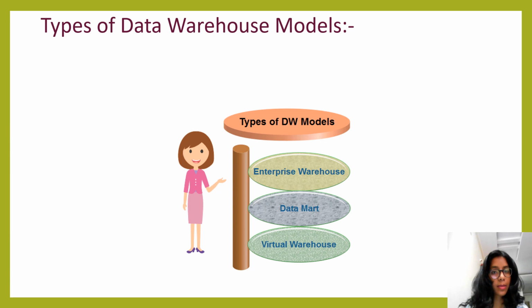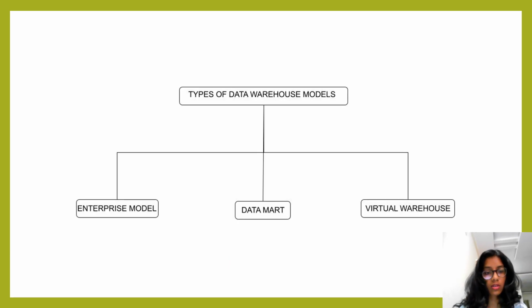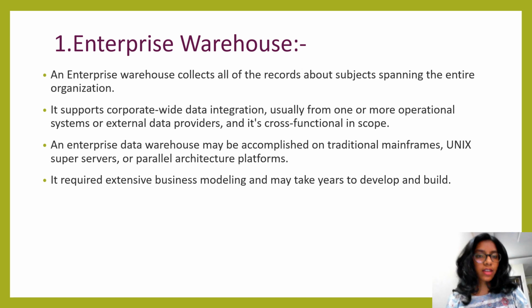Then there are different types of data warehouse models. They are enterprise warehouse, data mart, and virtual warehouse. These are the different kinds. The first data warehouse is the enterprise warehouse. An enterprise warehouse collects all the records about the subject spanning the entire organization.